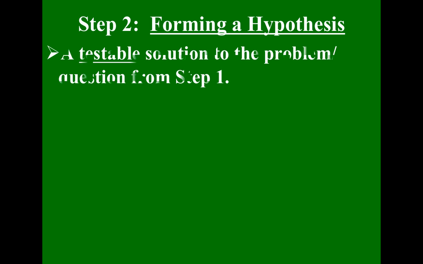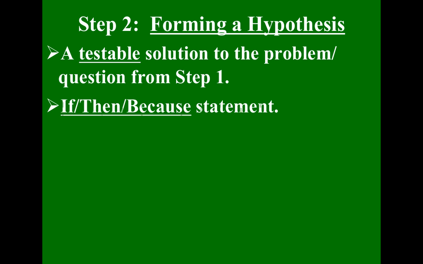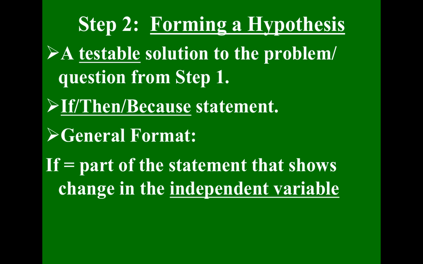We form a hypothesis. This is a testable solution to the problem or question from step one. It's usually in the form of an if-then statement. Sometimes you add the because if you're trying to hypothesize the reason behind your observations. The general format: the if part of the statement contains what we call the independent variable. That's the one that I, as a scientist, control.